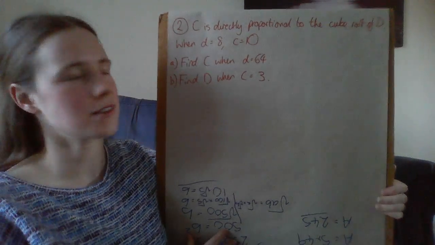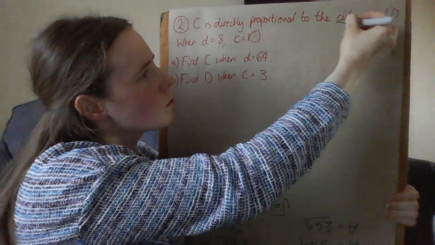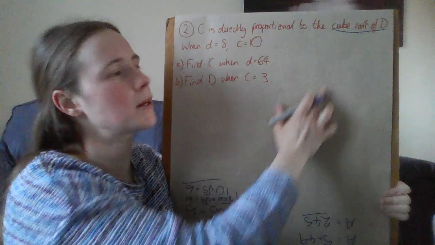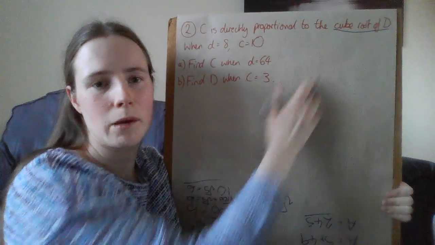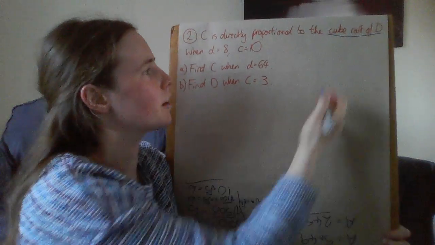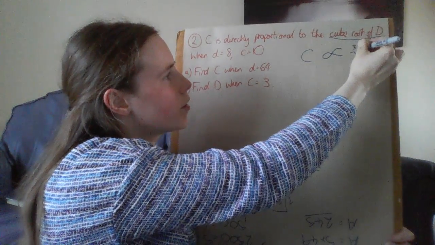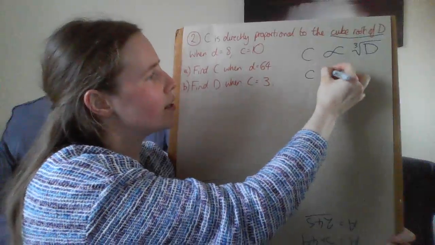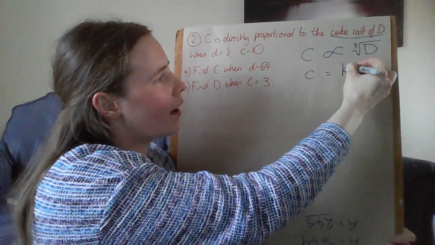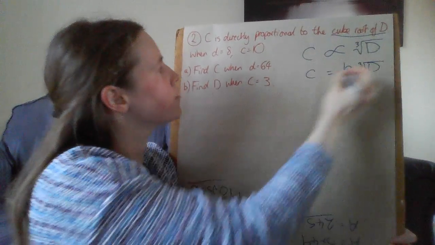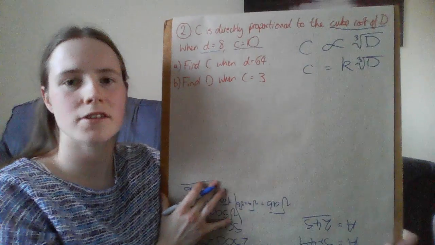Okay, so here's the process. C is directly proportional to the cube root of D, so I just need to make sure that is going to appear in my proportionality statement to start off with. So C is directly proportional to the cube root of D, therefore C is equal to some constant K times the cube root of D. I've got my pair of values that I've been told.